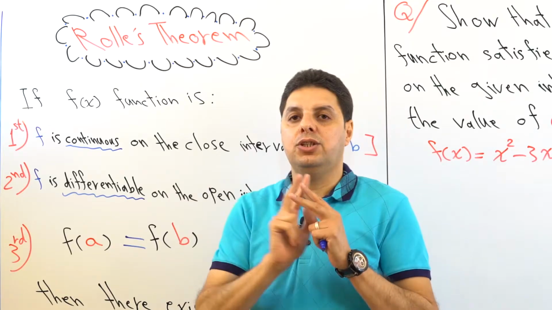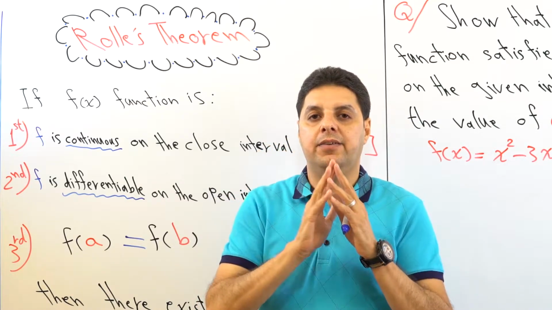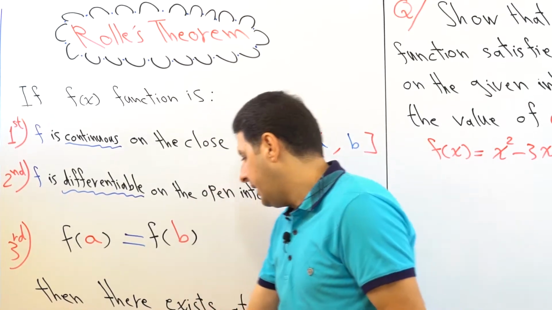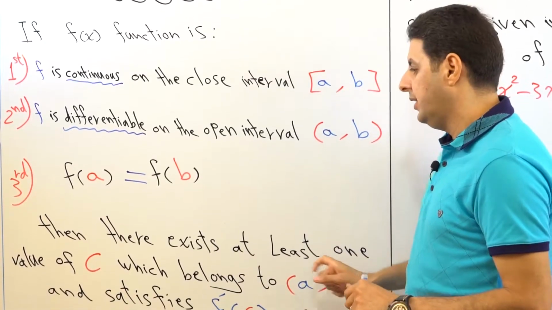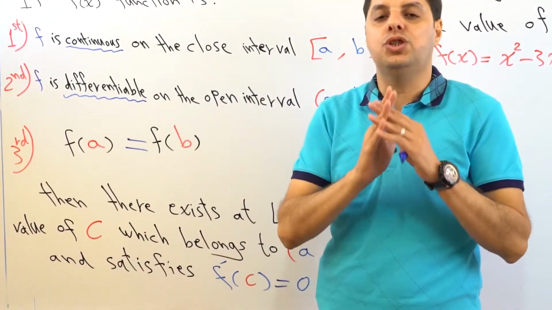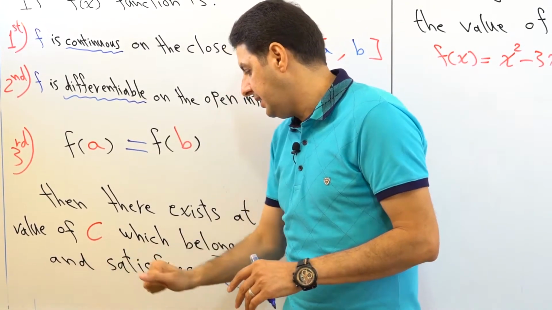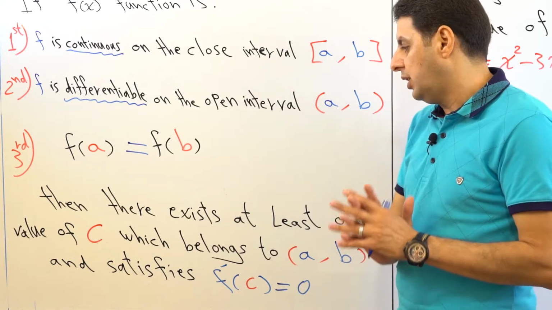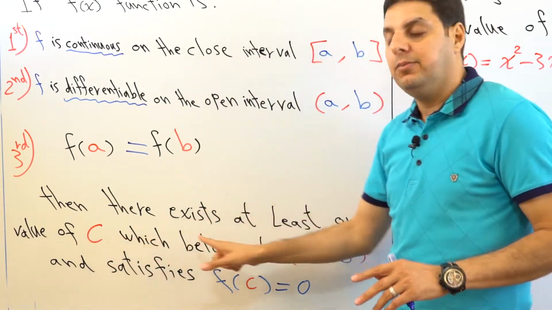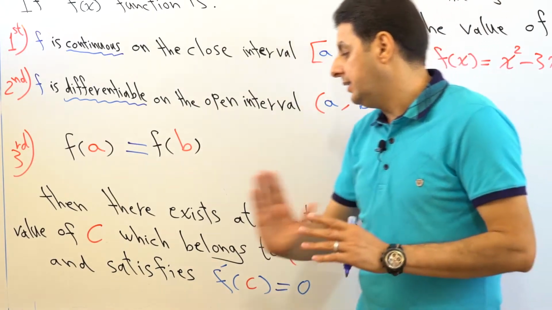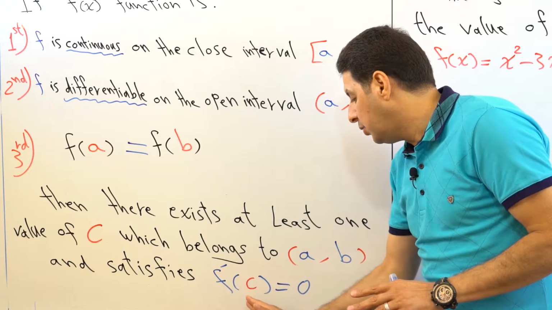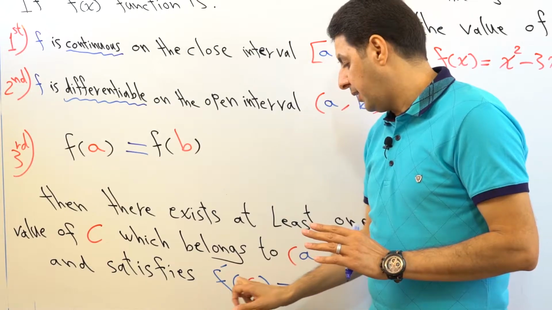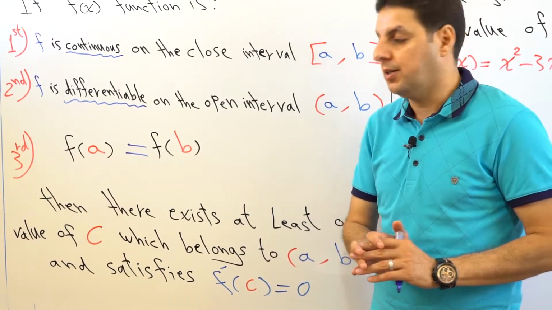If these three conditions are satisfied, then the function f of x satisfies Rolle's theorem. Then there exists at least one value of c which belongs to the open interval a to b and satisfies f prime of c equal 0.